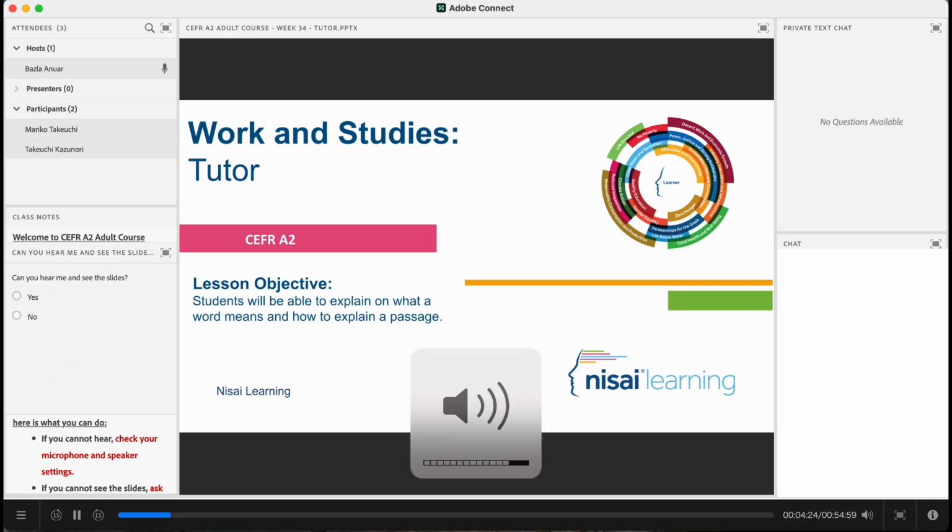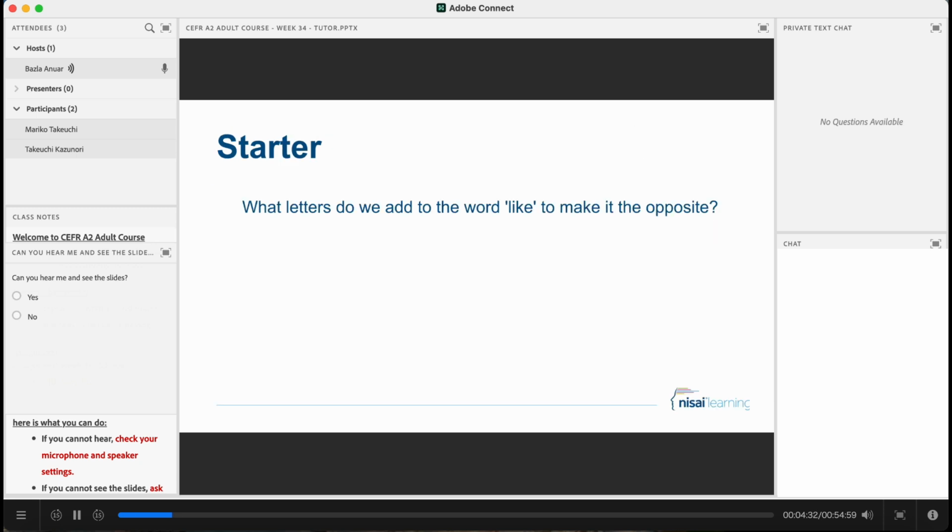Okay, very good. So let's continue with our topic on tutor. All right, so here we go. We have a starter here. It says, what letters do we add to the word like to make it the opposite? So what letter do we add to the word like to make it have the opposite meaning?